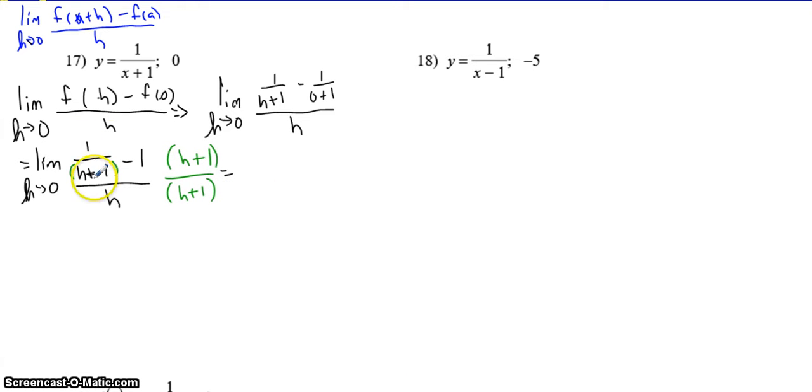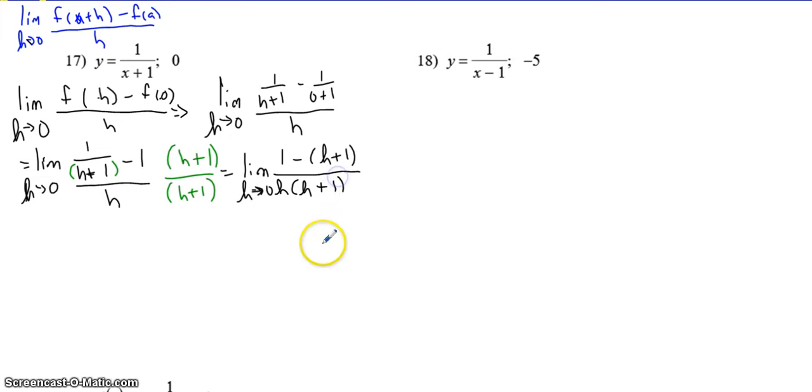So h plus 1 in here. Don't forget the limit as h goes to 0. So plug it in here, we get 1 minus 1 times h plus 1. Don't distribute the denominator. Again, the whole idea behind the denominator is hopefully we can factor and cancel out. 1 minus 1 minus h over h times h plus 1. Oh, another h times. Bye-bye.